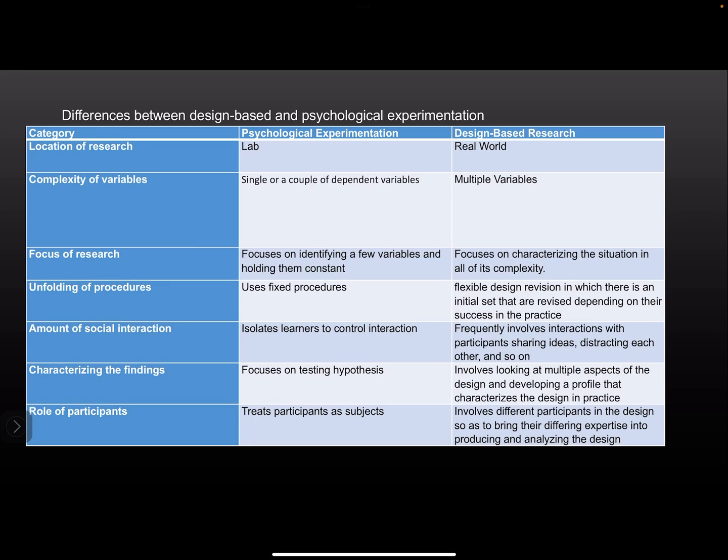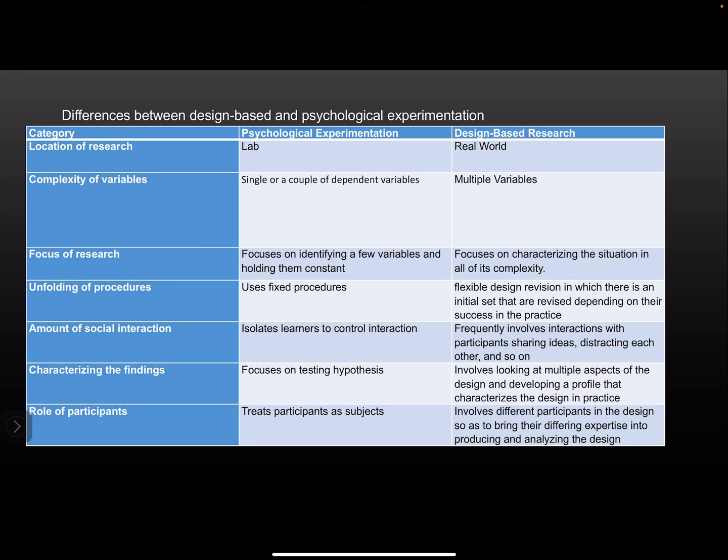The complexity of variables: with psychological experimentation, you're usually dealing with one or a couple of variables, whereas in design-based research, you're going to be involving multiple dependent variables, including climate variables, collaboration among learners, available resources, outcome variables, learning of content, transfer, system variables, dissemination, and sustainability.